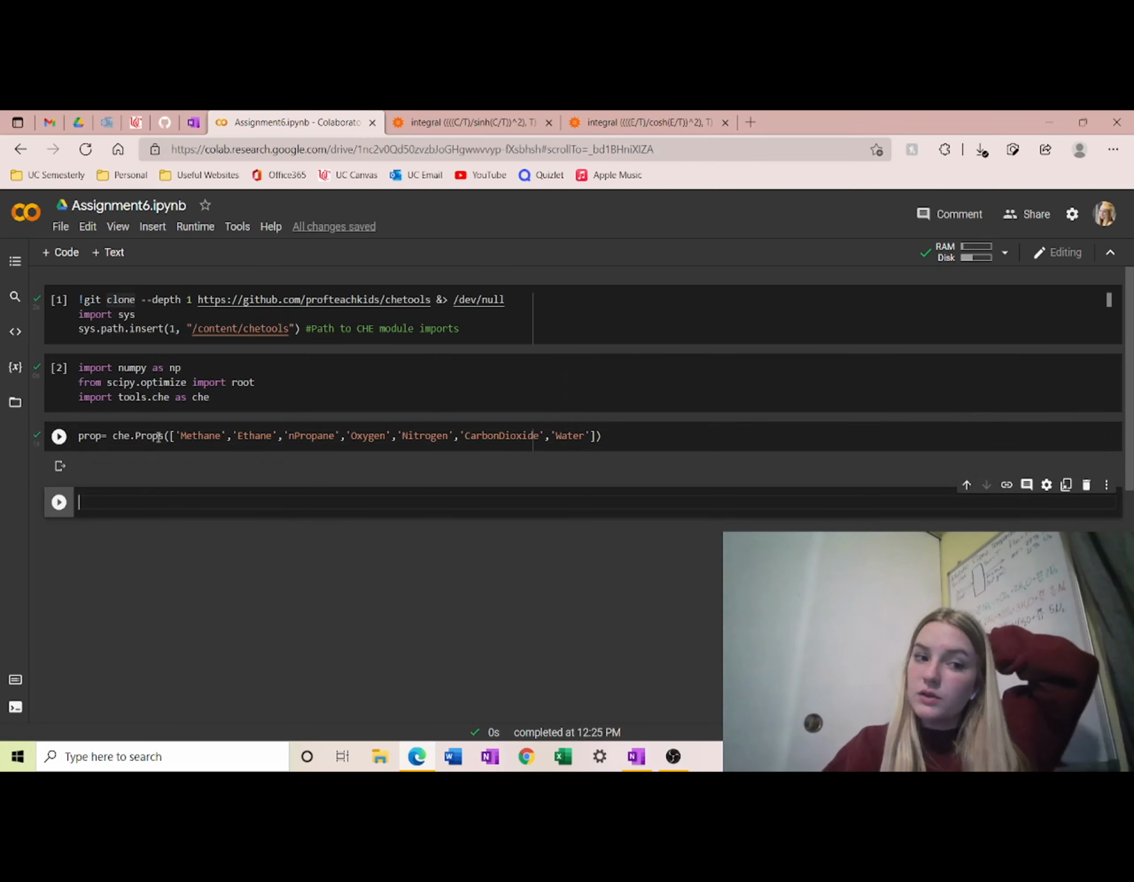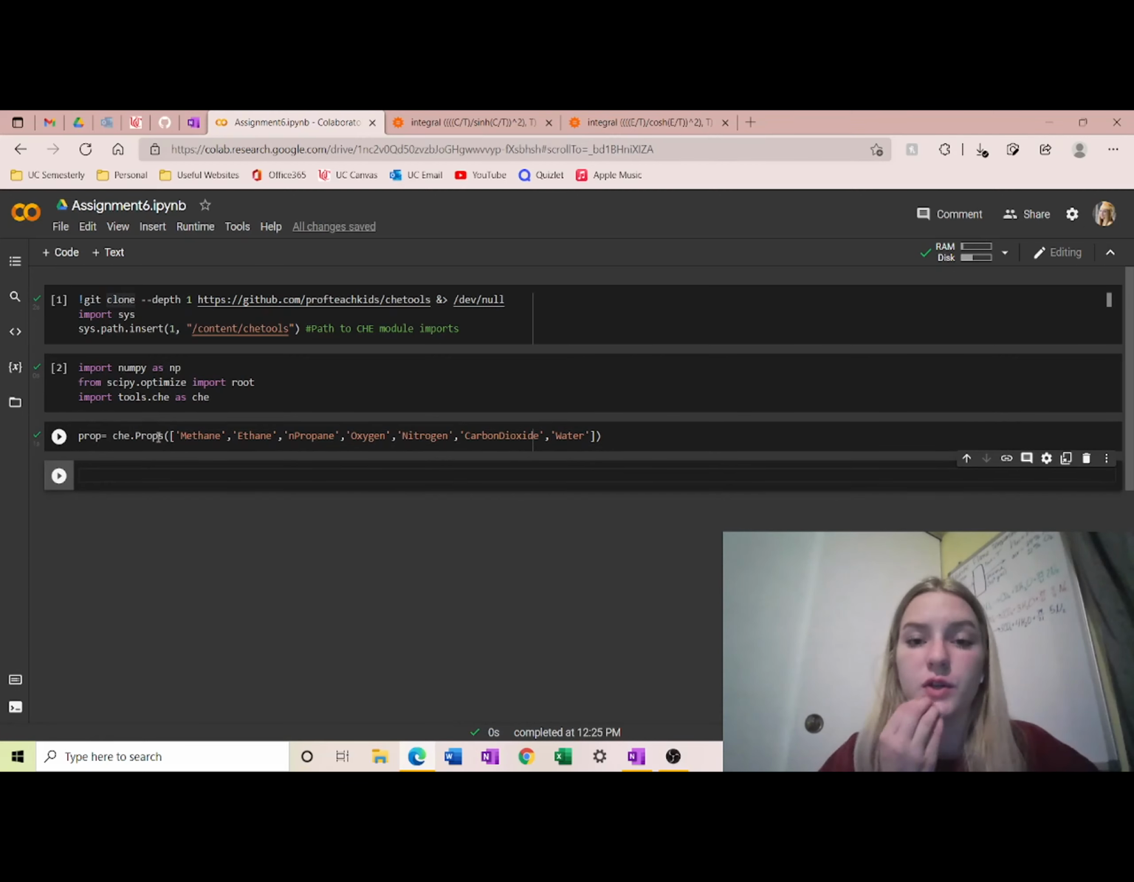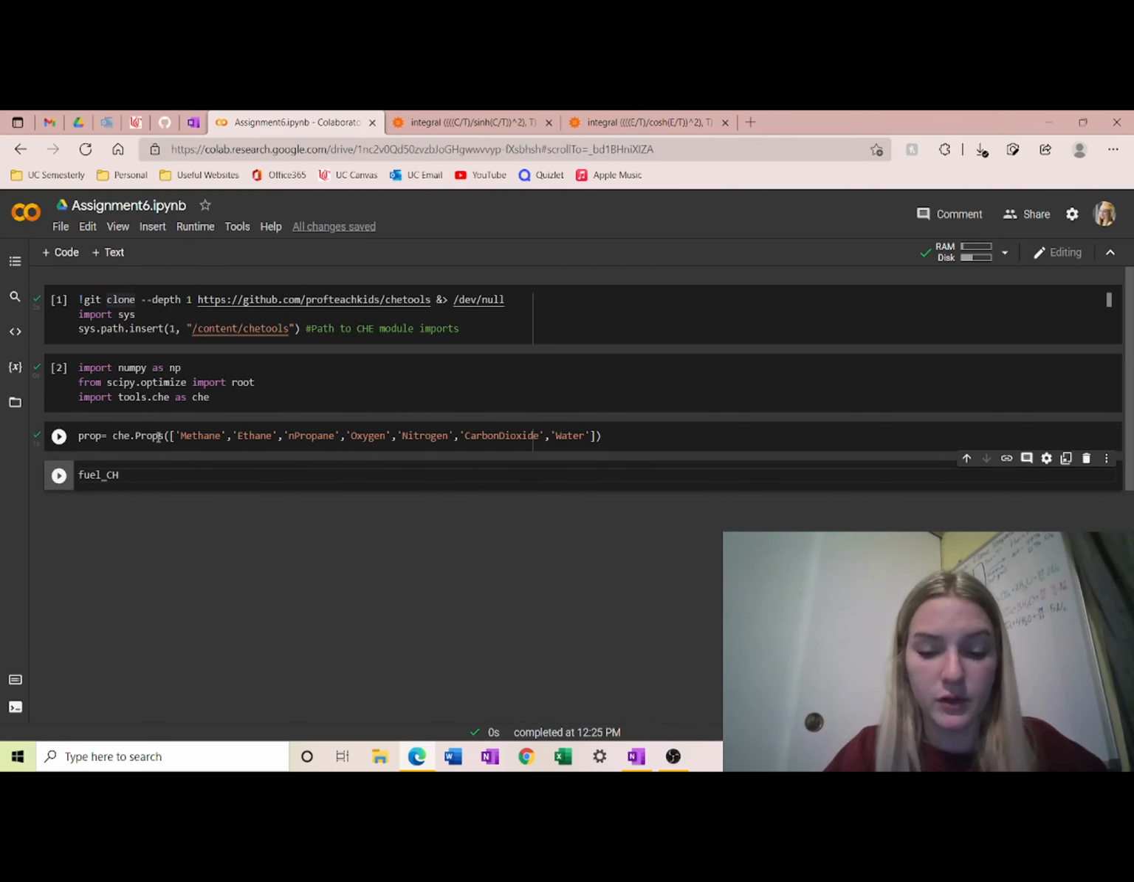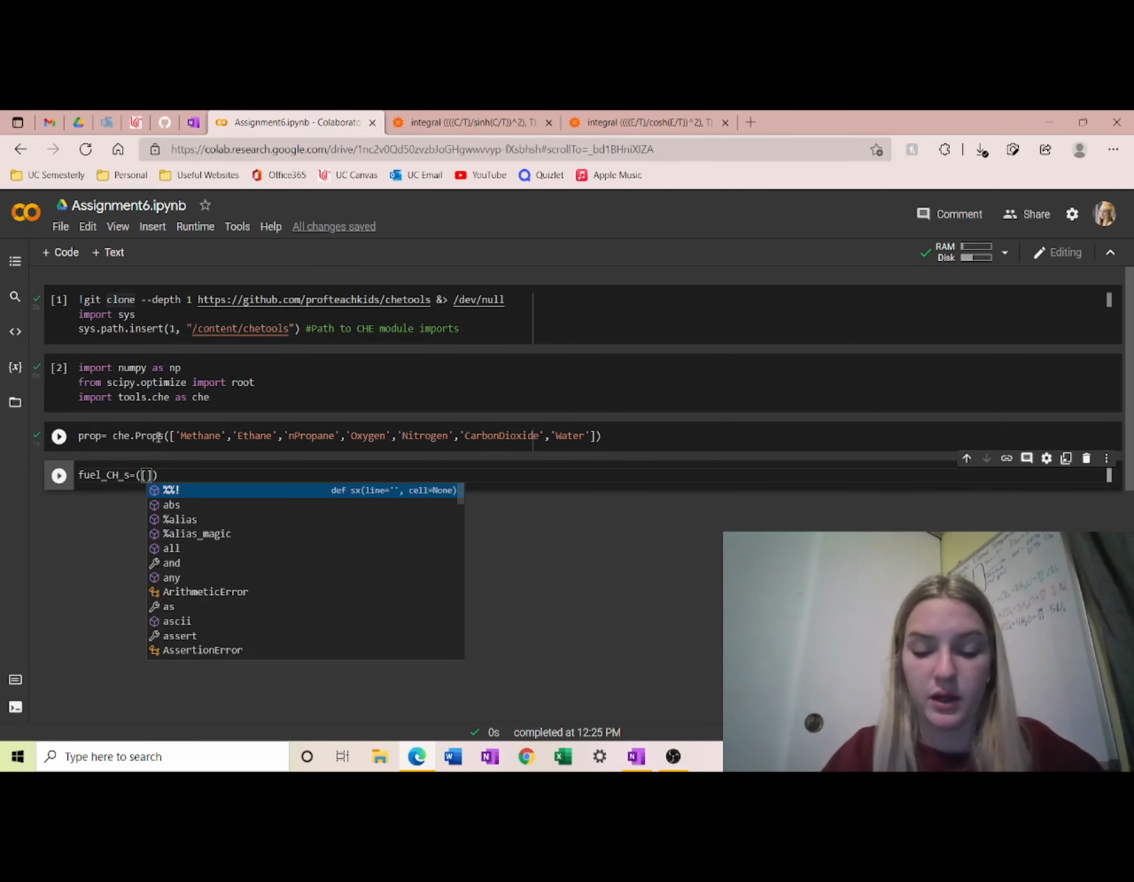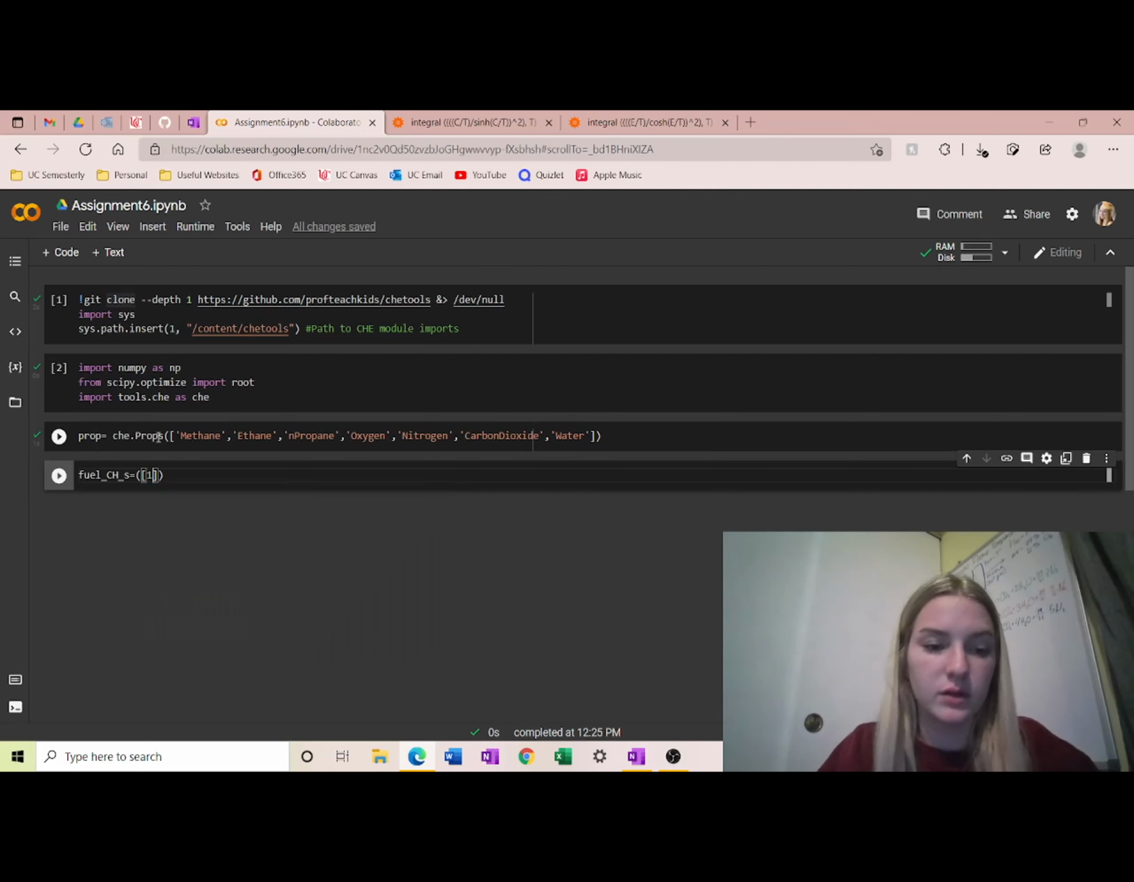Alright, so now we are going to start looking at the amount of carbon and hydrogen that is inside our fuel. So we are going to have fuel_CH, carbon and hydrogen, equal to this array. We are going to have 1 carbon and 4 hydrogens in methane, 2 carbons and 6 hydrogens in ethane, and then 3 carbons and 8 hydrogens in propane.